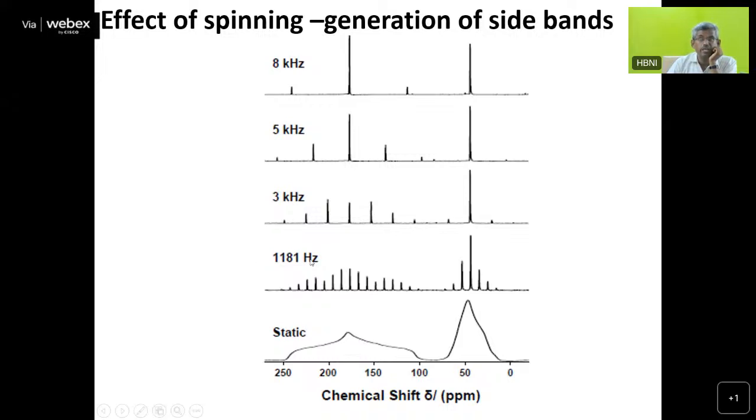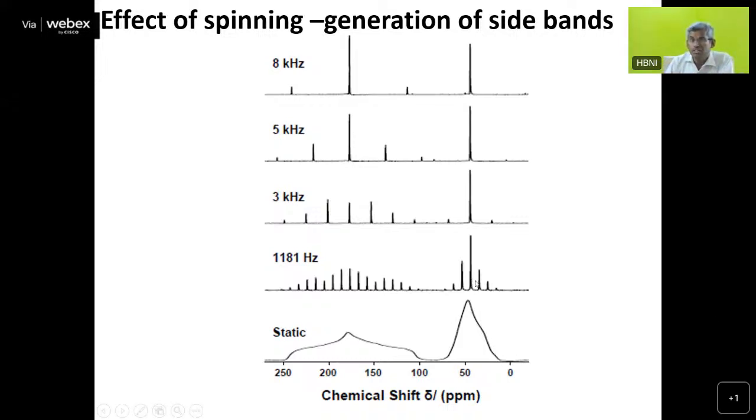In the case of 1181 hertz rotational frequency, we see a large number of peaks. Whereas as you increase the frequency, the number of peaks decreases, and the intensity also decreases. So these peaks are called side bands. And there is an isotropic peak also, which is at this position, which doesn't change. But these peaks, this one, these are all called side bands. We will discuss a little bit after some time how the side bands come.